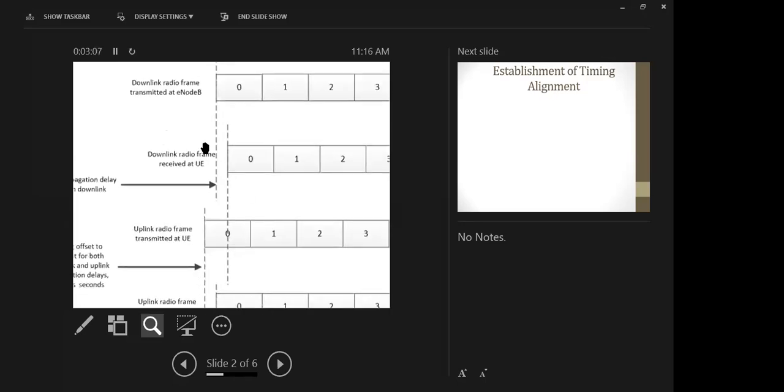So when it receives a command, it uses that command in the next subframe. In the next subframe, it applies that command. Okay, it uses the new time adjustment.